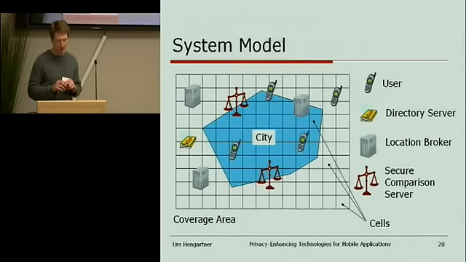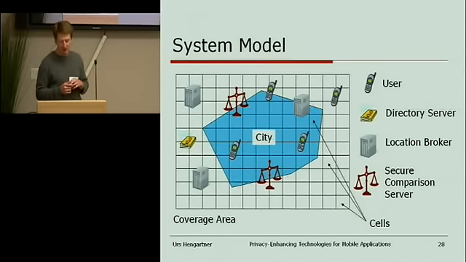Before I outline our solution, I just want to point out the model, which makes it easier to understand the actual solution. So we have lots of users denoted by cell phones. We have a directory server which allows a user to query the available location brokers. Each user is in a particular cell, and then she registers this cell as her location with her location broker, i.e. her cell phone provider.